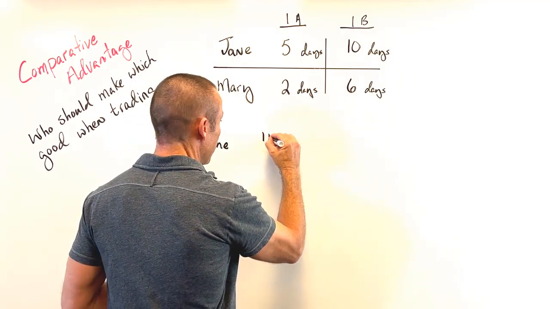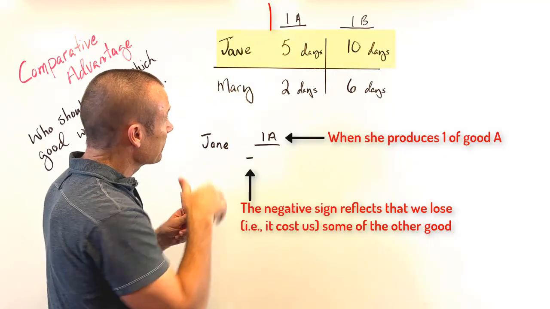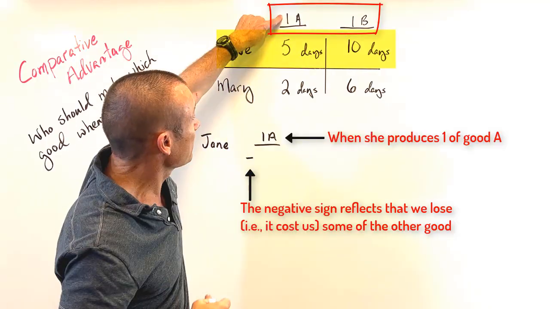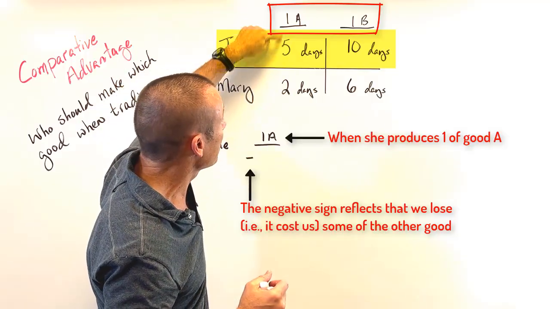So I'm just going to put 1 of A. Put a negative sign opposite the 1. And now I'm just going to look at the data here, okay? Jane, when she makes 1 of A, it costs her 5 days, or it takes her 5 days. We can say it that way. 5 days to make 1 of A.